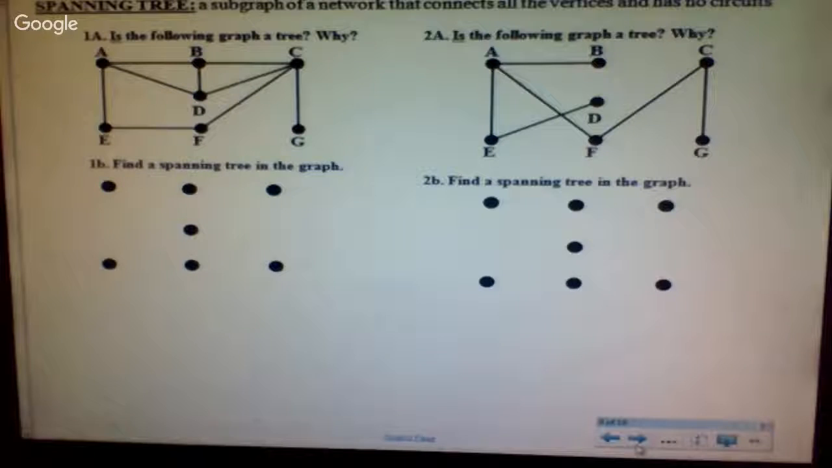No, because multiple edges will create a circuit. Because if you've got 2 dots and they connect here and here, that's a circuit the whole way.